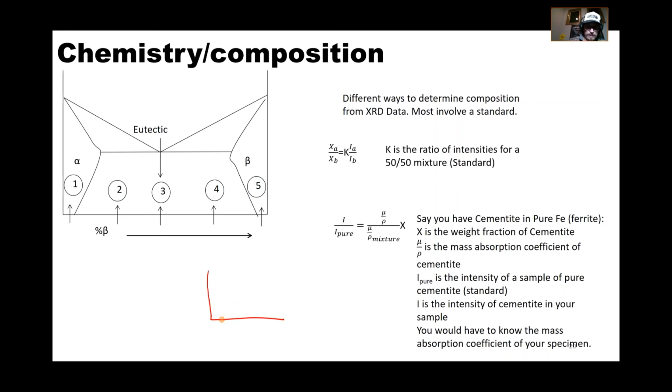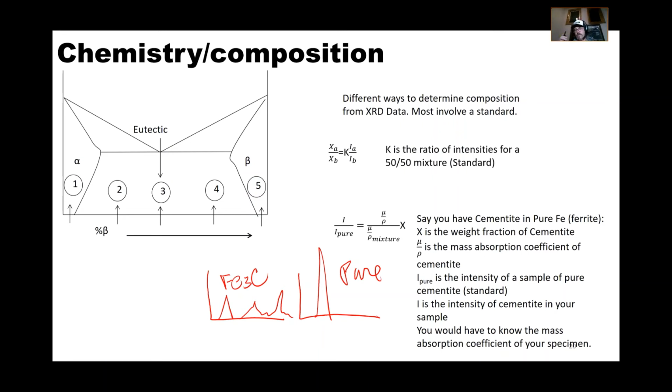All right, we have a spectra, and then we have our intensity, and this is in our specimen, and this is pure, and then we had other stuff in this one, right? We would take the ratio of the intensity of the Fe3C in our specimen to the Fe3C in a pure sample of Fe3C, so that would be this ratio. Then the mu over rho of cementite divided by the mu over rho of our mixture, and then we can solve for X.